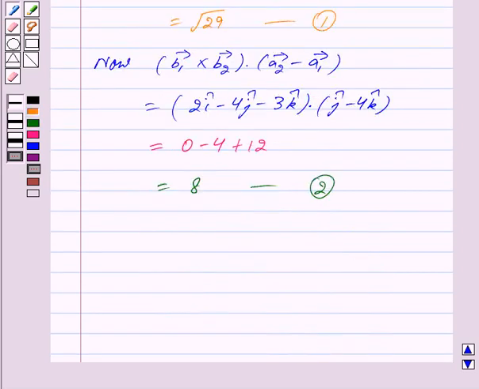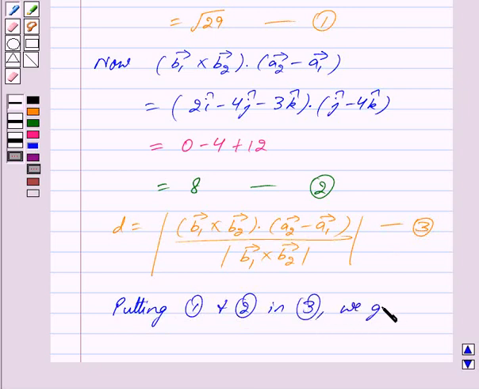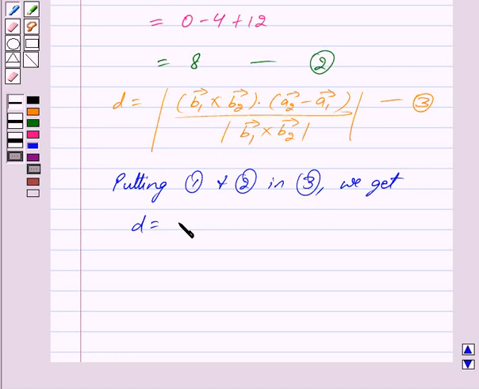Now, by key idea, we know that the shortest distance between the two lines is given by D = mod of cross product of vector b1 and vector b2 dot vector a2 minus vector a1 upon mod of cross product of vector b1 and vector b2. We mark this as 3. Now, putting 1 and 2 in 3, we get 8 upon under root 29. So, we get our answer as 8 upon under root 29.